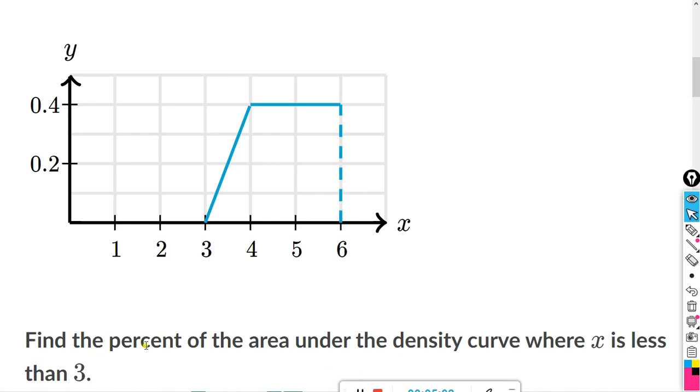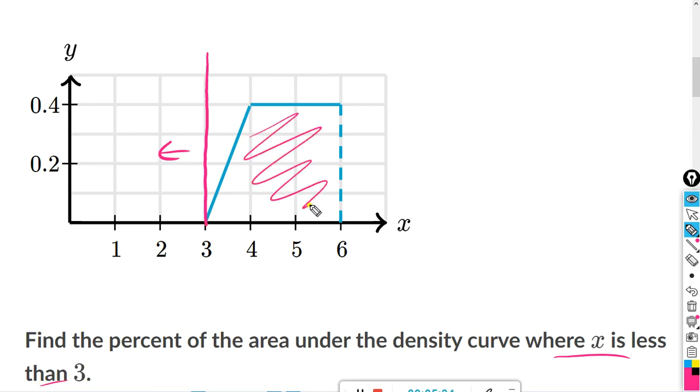Okay, here it says find the percent of the area under the density curve where x is less than 3. All right, so we have a trapezoid here, but we don't need it, because if you go to 3, right there, and we want the part where x is less than 3. Less than 3 is this way. The density curve is over here. This way is nothing, so it's 0%.